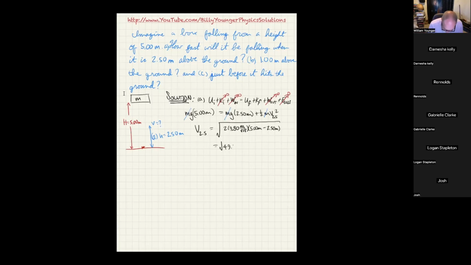Amazing. And notice that's meters squared per second squared again. And again, that gives me a velocity of the square root of that, which should be 7. And lo and behold, I get 7.00 meters per second. So that's the velocity when it reaches a height of 2.5 meters.